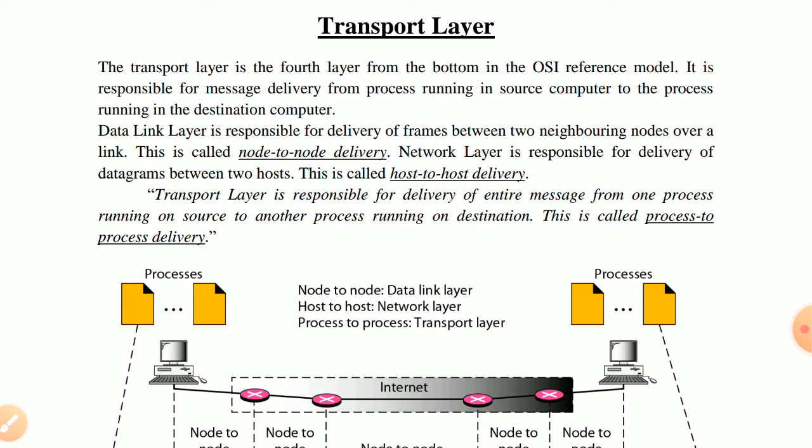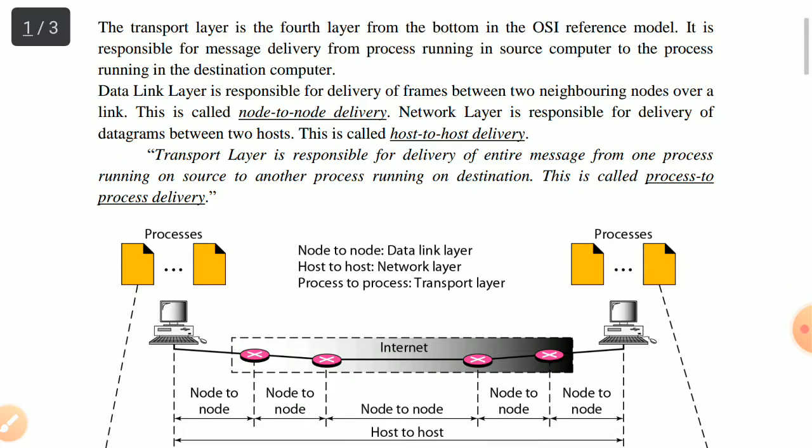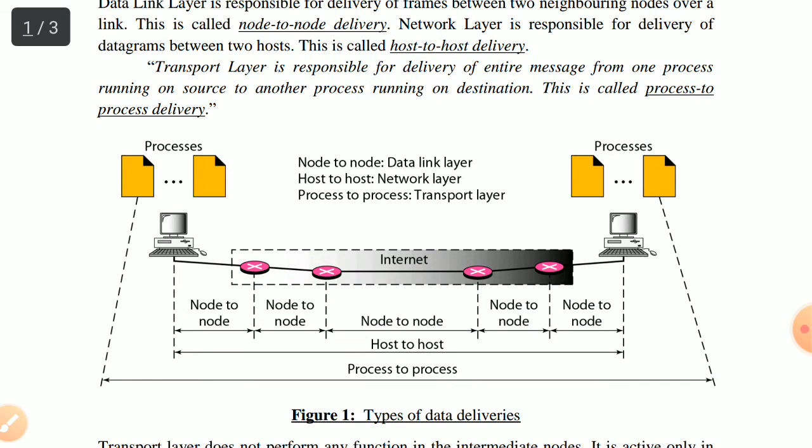There can be 3 types of deliveries. One can be node to node, one can be host to host, and third one is process to process. And the 3 different layers of OSI reference model are responsible for these 3 types of deliveries respectively. For node to node, data link layer is responsible. For host to host delivery, network layer is responsible. And for process to process delivery, the transport layer is responsible, that we are talking about right now. You can see the representation of these 3 types of deliveries in this diagram as well.